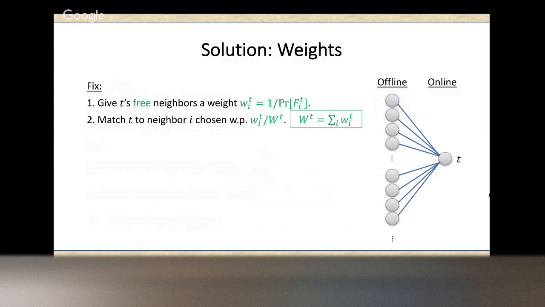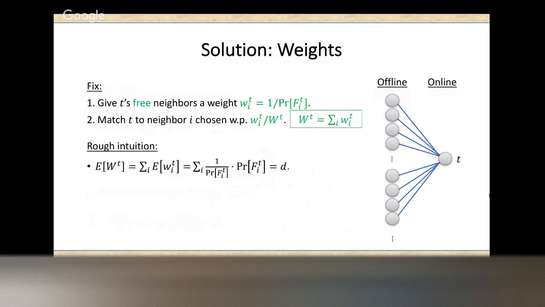So its expected weight should be exactly 1. And again, we'll match T to neighbor I with probability WTI over the sum of the weights. As I was saying, the rough intuition is that since the expected weight of any particular vertex neighbor is 1, the expectation of the sum of the weights is D. So WTI, we said, is 1 over the probability, and we'll give this weight only if it's free. So this term cancels out. We have D neighbors, so the sum of the weights, in expectation at least, is D.